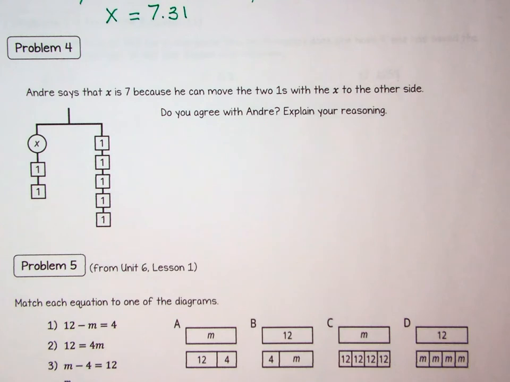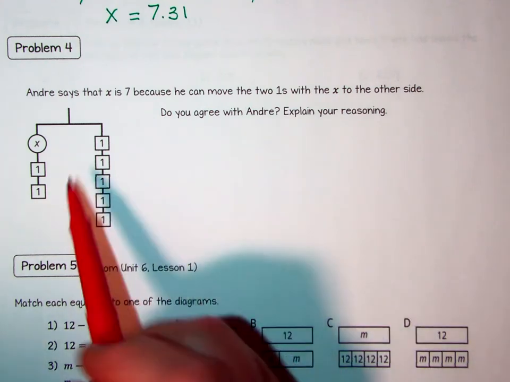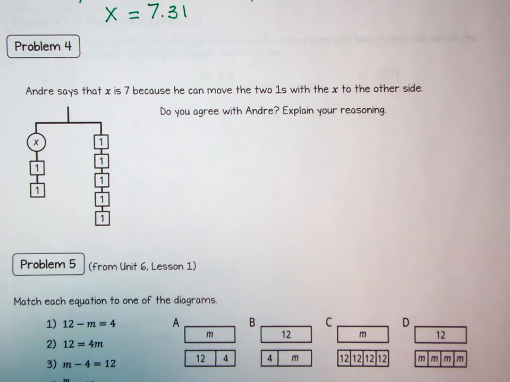All right, problem 4. Andre says that x is 7 because he can move the 2 ones with the x to the other side. Do you agree with Andre? Explain your reasoning. No, Andre. Because in order for the hanger to represent an equation, it has to stay balanced.